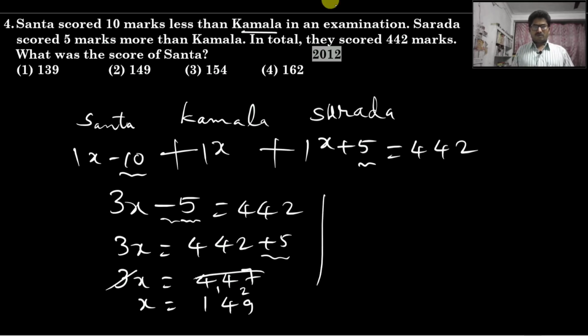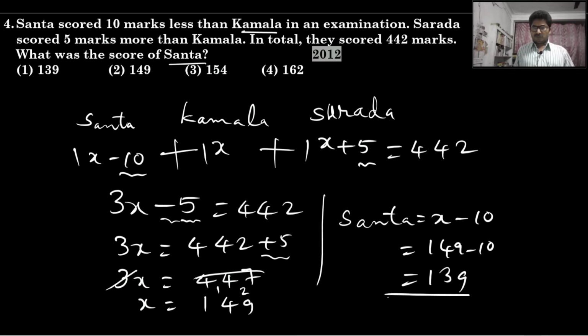But we have to find not Kamala. What was the score of Shanta? We have to find the marks of Shanta. So Shanta is X minus 10. X minus 10 means 149 minus 10, 139. So this is the answer. 139, option 1.